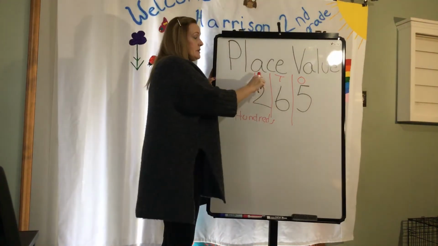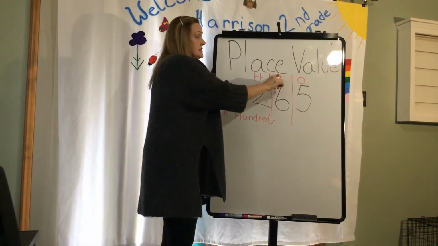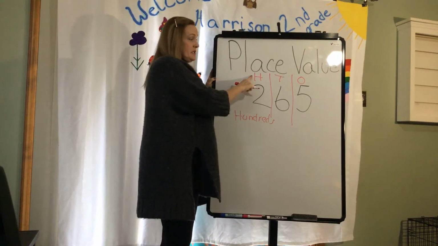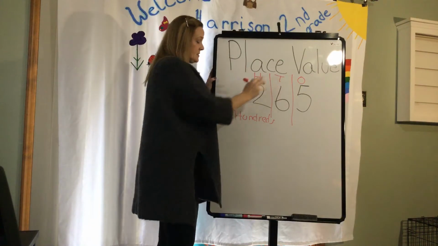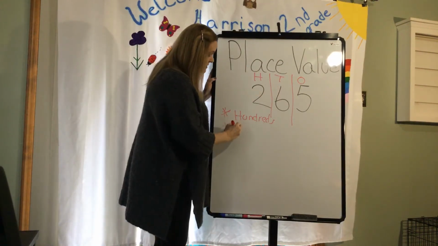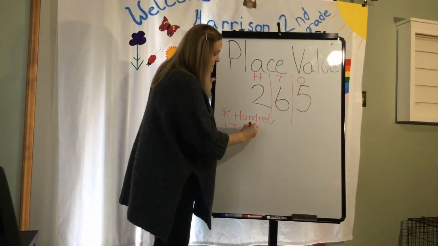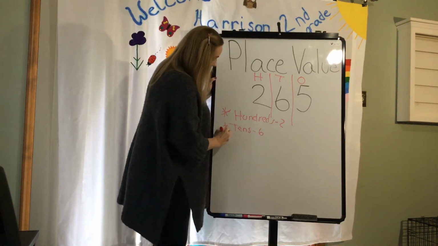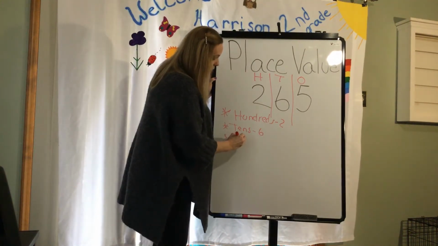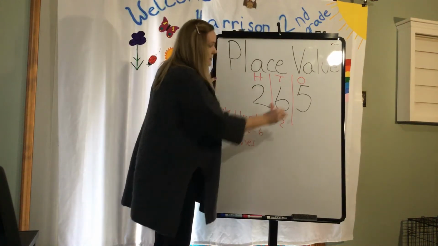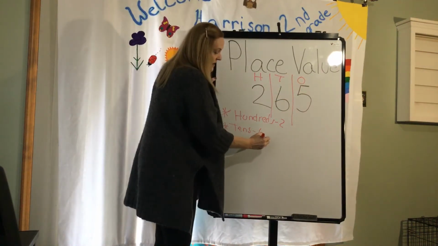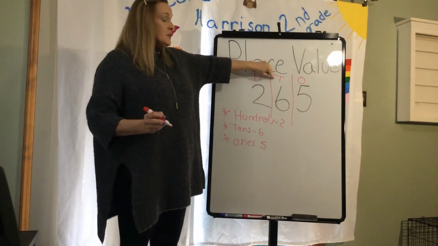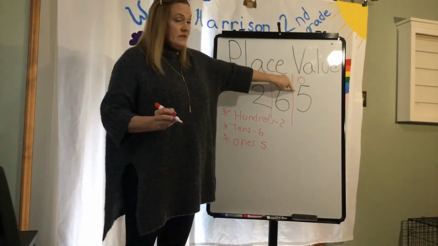Okay? Because I've put my HTO up here, my hundreds, tens, ones column, all I have to do is look up. It is in the hundreds position. All right, this is the tens. What number is in the tens position? That would be the 6. And then we have our ones, and that is our 5. So in the hundreds spot, we have the 2. In the tens, we have the 6. In the ones, we have the 5.